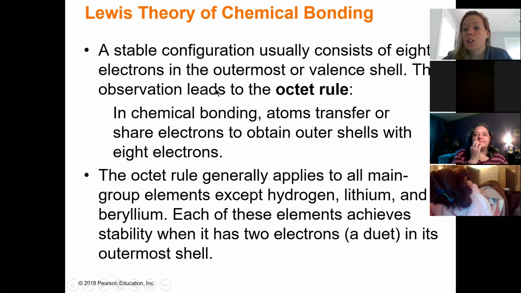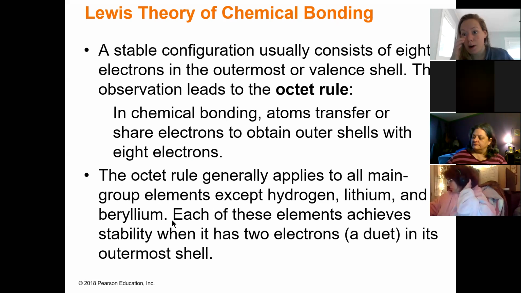So a stable configuration consists of 8 electrons in the outermost valence shell, which we call an octet. There are more exceptions to the octet than this, but elements like hydrogen, lithium, and even beryllium are okay with a duet in their outermost shell.